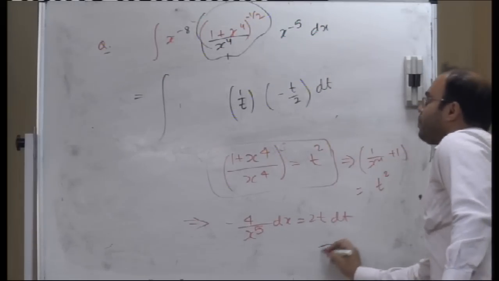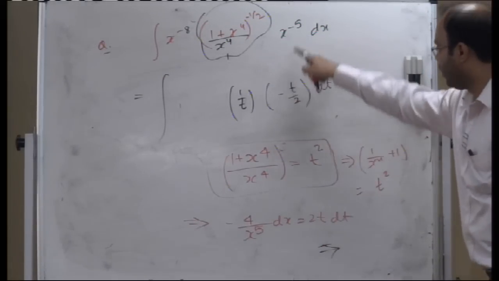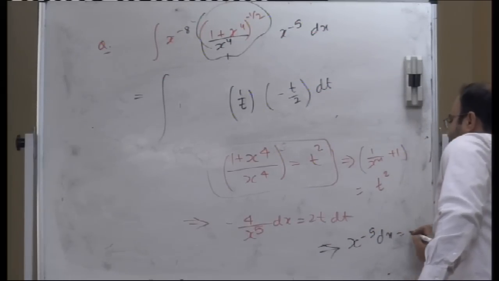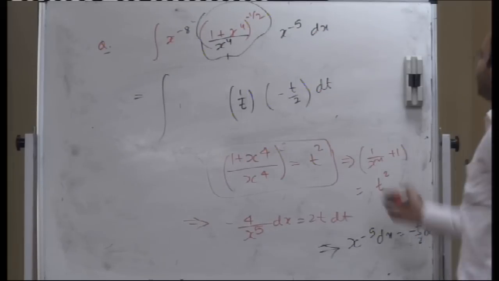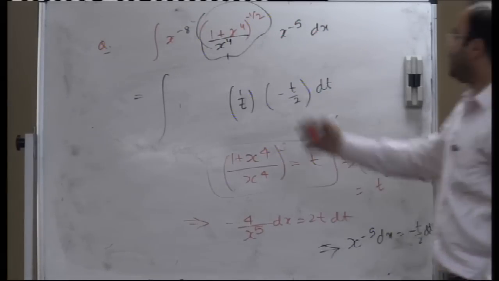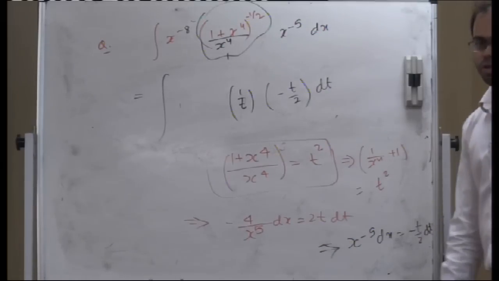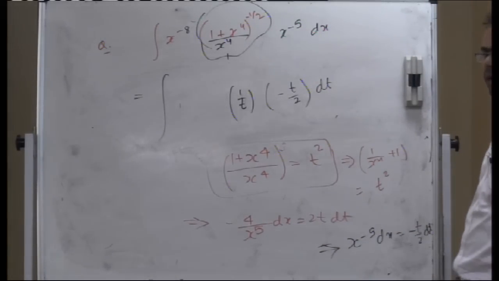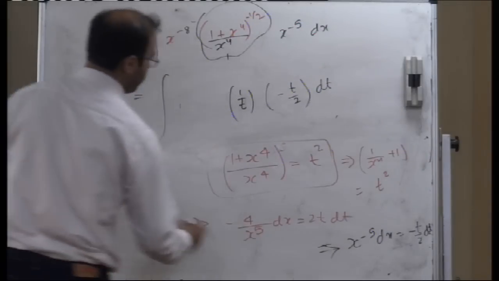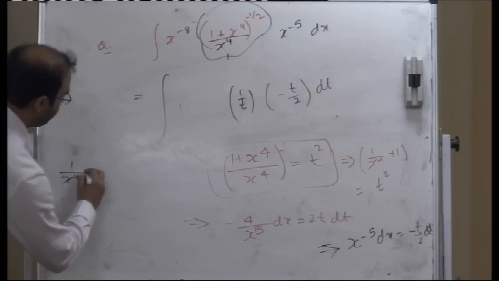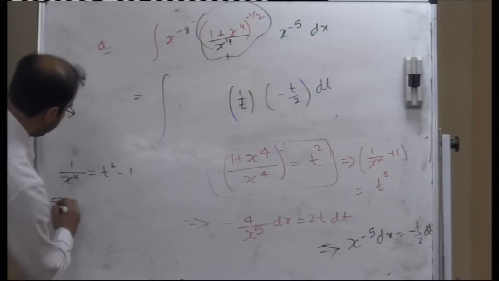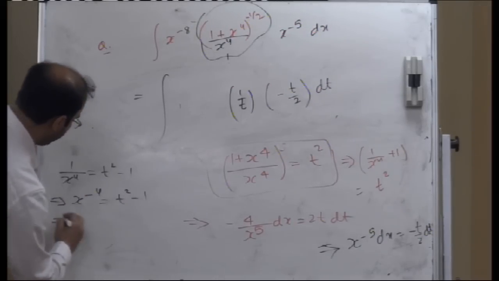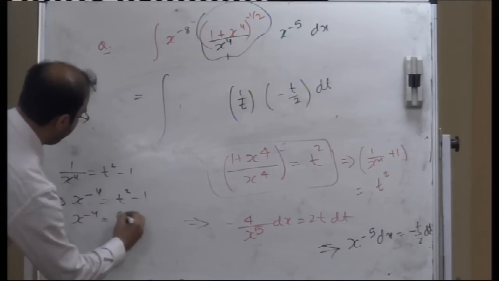From here it is actually x to the power minus 5 dx is minus t by 2 dt. So this is how you write it. And then x to the power minus 8 you have to substitute. Now 1 by x to the power 4 plus 1 is t square. So here you will write 1 by x to the power 4 equal to t square minus 1, which means x to the power minus 4 equal to t square minus 1, which means x to the power minus 8 equal to t square minus 1 whole square.